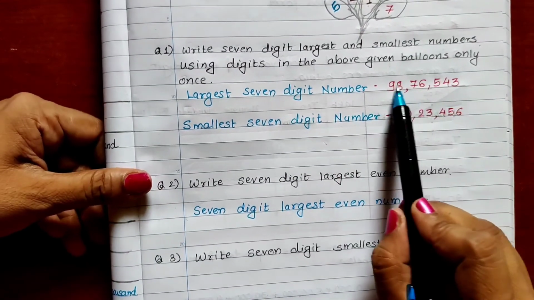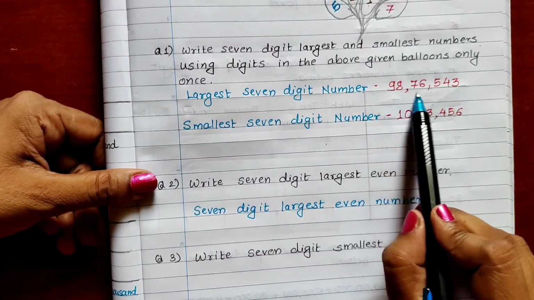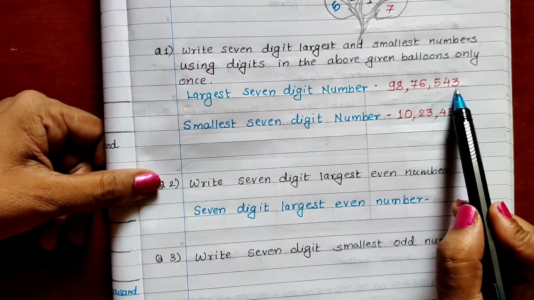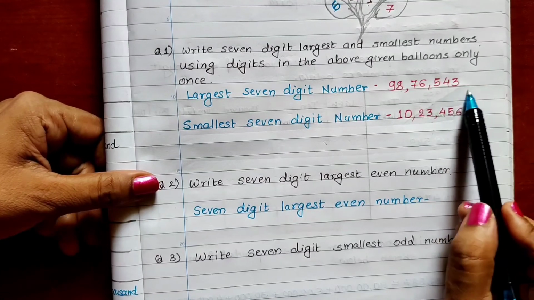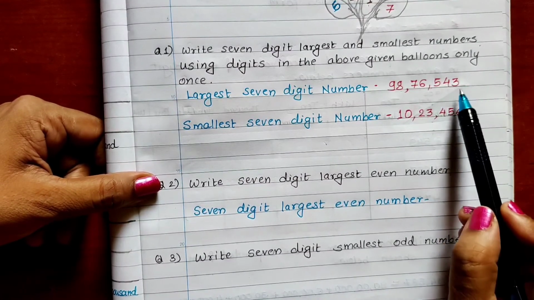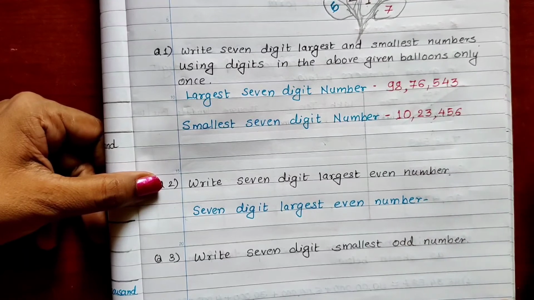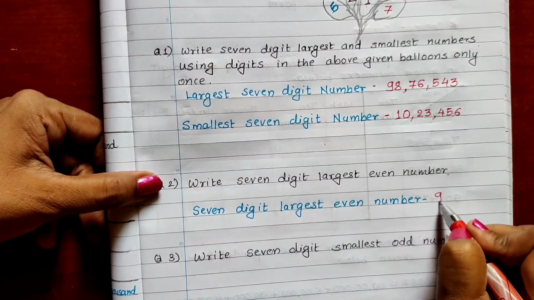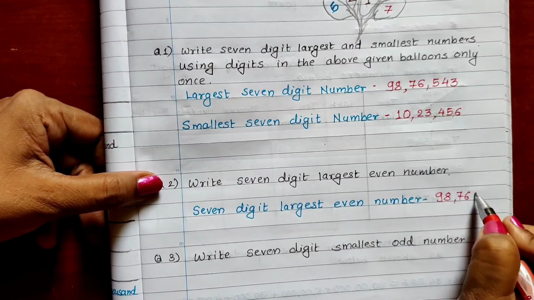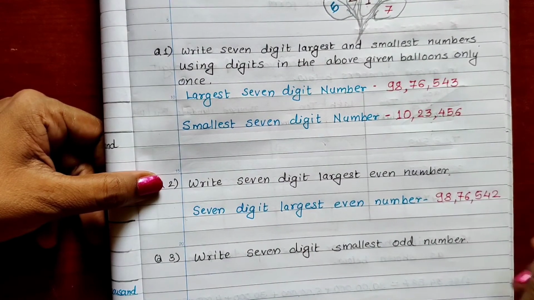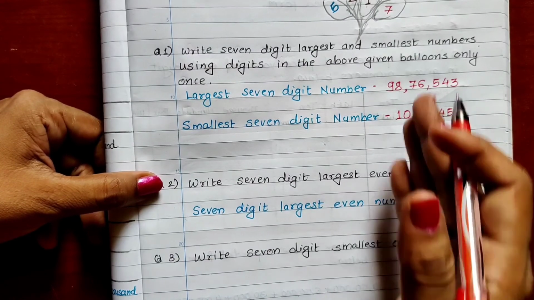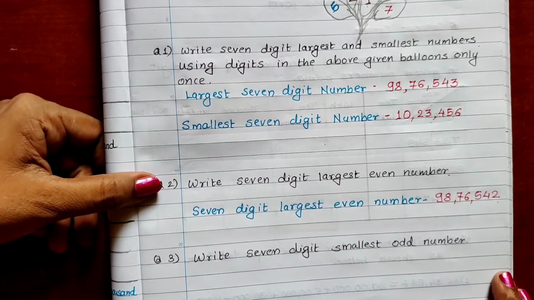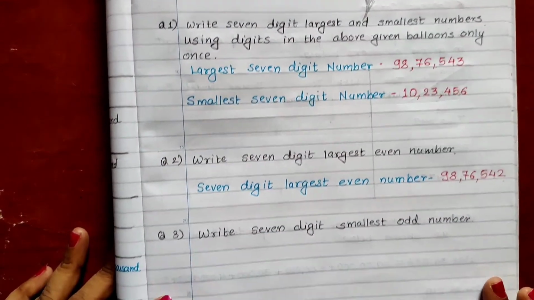Now the 7-digit largest number we have written here, but this is not an even number. Why is it not an even number? Because 3 is in the unit place. When an odd number is in the unit place, it cannot be called an even number. So instead of 3, if you write 2 here, it will become the largest 7-digit even number. So I write 9, 8, 7, 6, 5, 4, 2. Instead of 3, we write 2. So this number becomes the largest 7-digit even number.